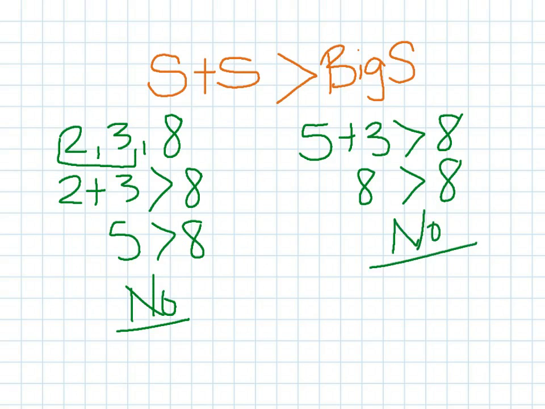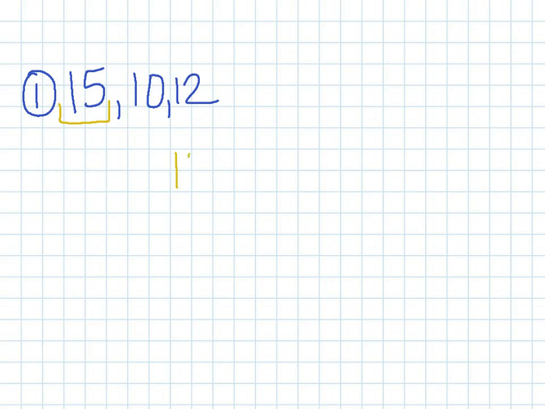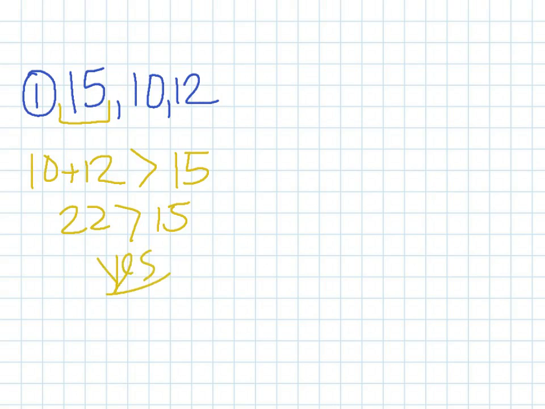So let's take a look at some examples that you might see. Let's try 15, 10, and 12, because I don't want you to think that it always goes in the correct order. So you want to pick out what's your biggest side. Your biggest side is 15, so 15 is going to be at the end. 10 plus 12 has to be greater than 15. 22 is greater than 15, so these three sides will work. Yes, these three sides will make a triangle.